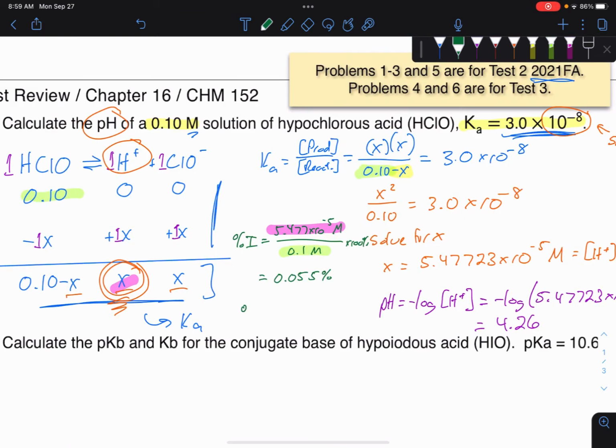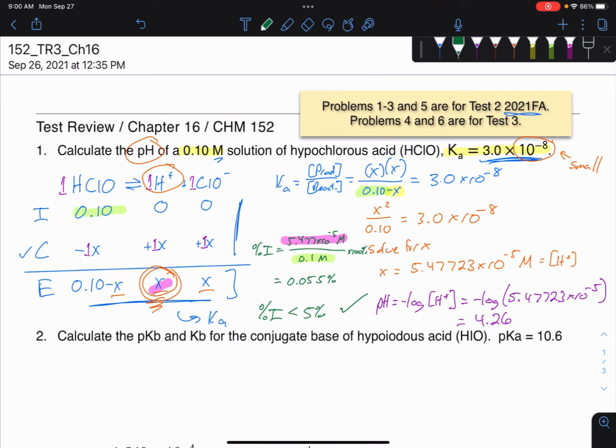So the percent ionization is less than 5%, so the assumption is correct. If it's over 5%, we need to use the quadratic formula. Let's talk about the quadratic formula just real briefly here. Like I said, it's this portion that, if you evaluate it as written, is going to give you a quadratic equation. And if the percent ionization is greater than 5%, you've got to use the quadratic formula. You've got to solve for this X exactly.